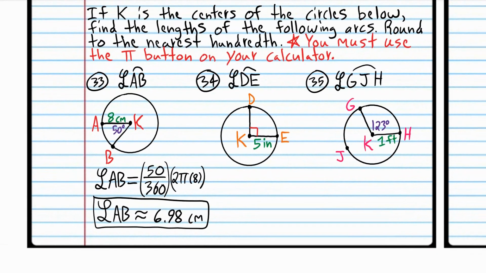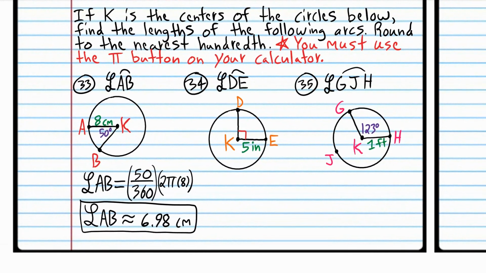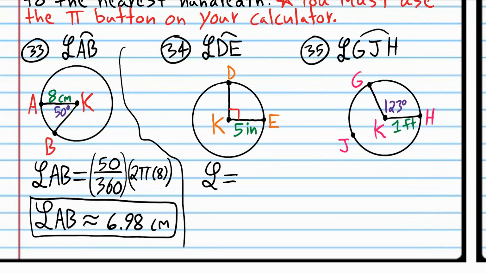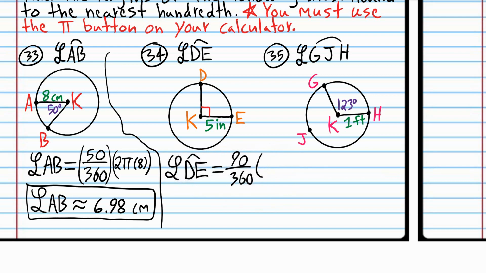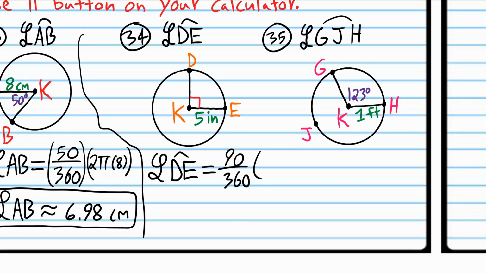So let's try another one of these. We want the arc length of DE. So the arc length is equal to, and now we have 90 degrees, that's the central angle, so we take 90, divide it by 360, and then we multiply. Again, you can use parentheses on one of these expressions or both, it doesn't really matter. Depends on the context. So then 2 pi times the radius, which is 5.